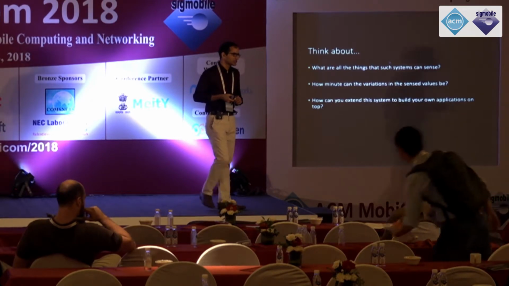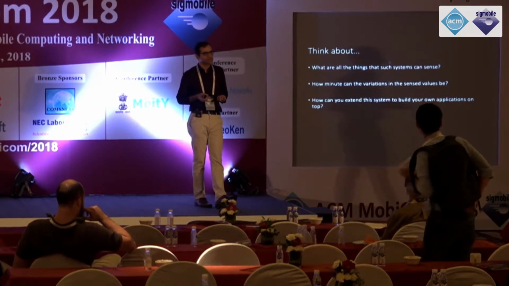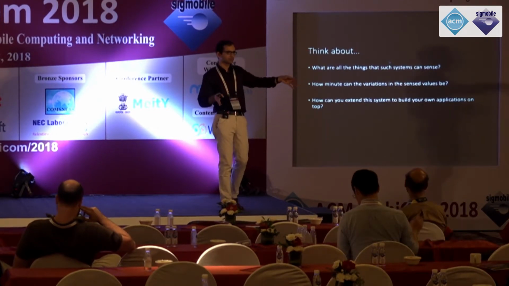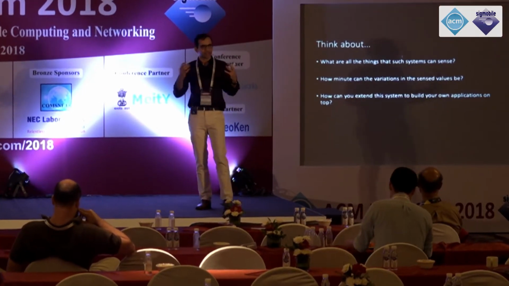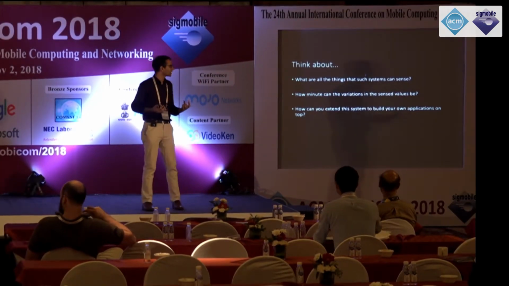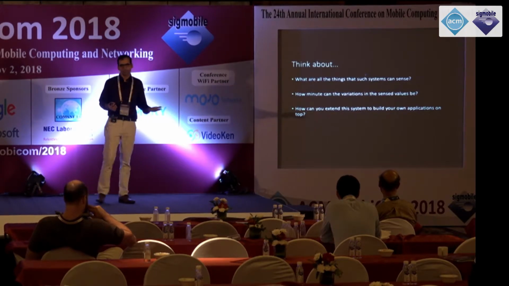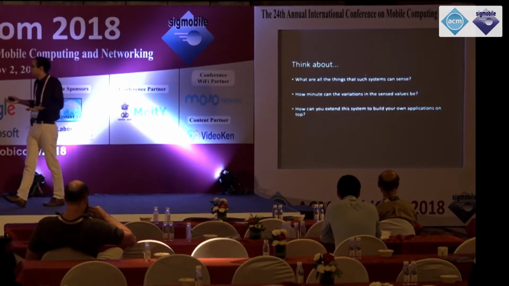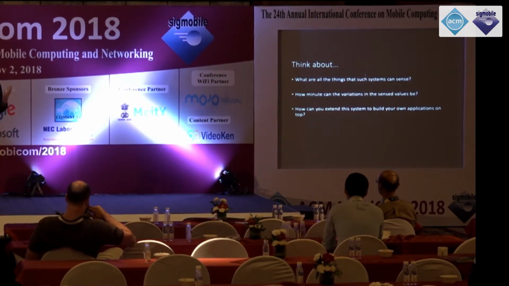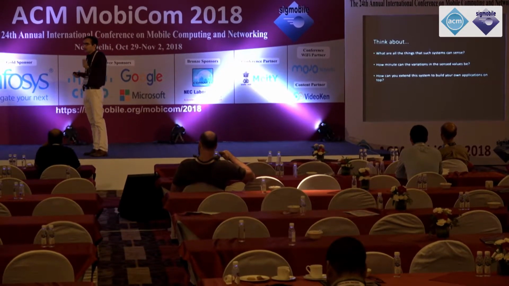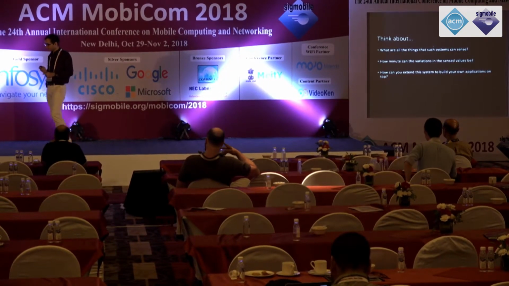The second question is how minute can those variations be? Can I sense temperature variations of 1 degree Celsius and 2 degrees Celsius, or 1 degree Celsius and 10 degrees Celsius? And a lot of it depends on the SNR that you're receiving, the signal that you're transmitting. And finally, what will be the cool extensions that we can build using this system? Because this system, on a very high level, is a very cool idea, very nice. So we want to discuss what are our own applications that we can build that will be completely passive and battery-free.